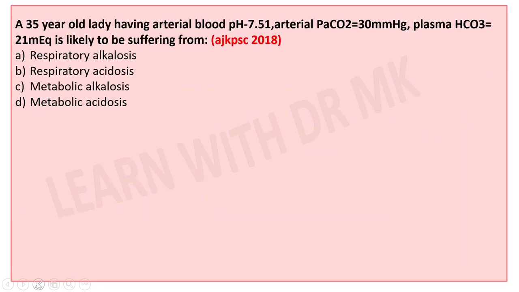So a 35-year-old lady has an ABG pH of 7.51, arterial partial pressure of carbon dioxide is 30, plasma bicarbonate is 21. She is likely to be suffering from? Take 2 minutes and answer this question. So the answer is respiratory alkalosis.